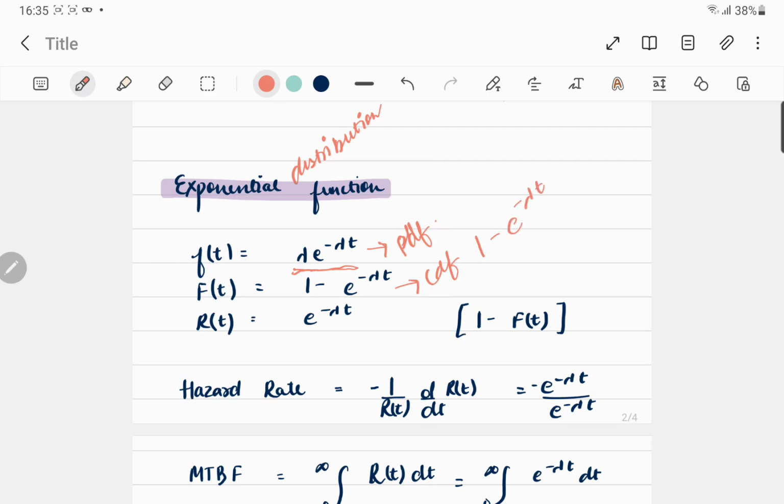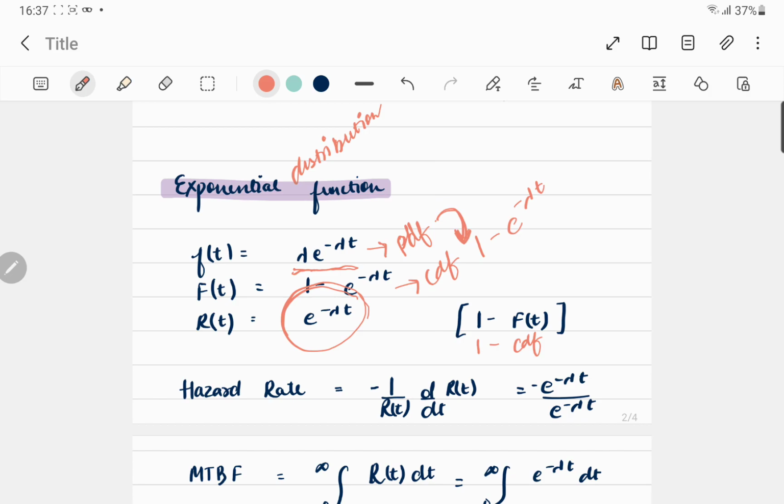So simply to understand how we calculate reliability, given you have the PDF, from the PDF you will calculate the CDF, and reliability is nothing but 1 minus CDF. So this is your reliability of a system that is running with exponential distribution.